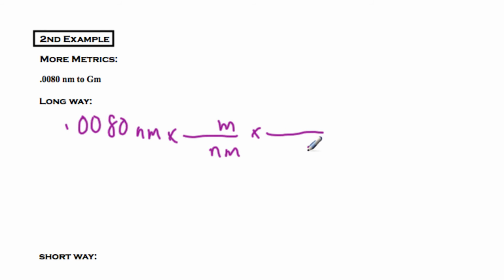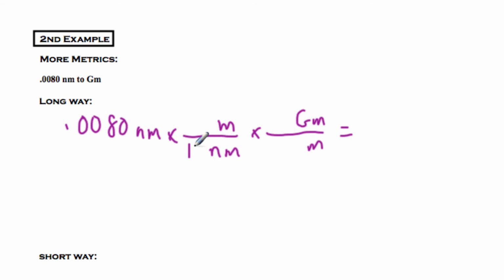Let's look at a second example. Once again, we'll do it a long way and then the short way. So we're going from nanometers to gigameters. We'll begin with what we're given, 0.0080 nanometers. And meter is going to be the root unit, so we'll go from what we're given to the root unit, and then we'll go from the root unit to what we want. Okay, so a nanometer is 10 to the minus 9th meters.